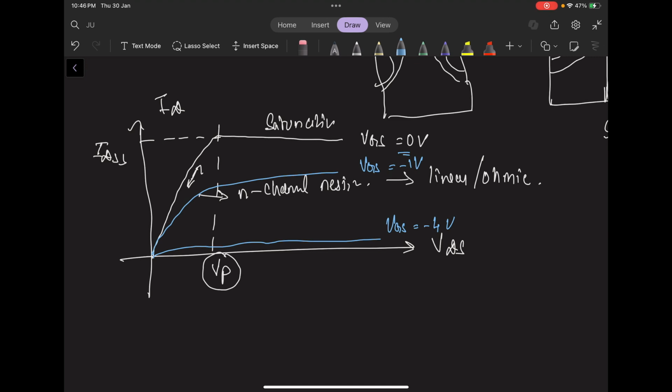Now, what is to be noted is the locus of VP is actually something like this. So keep this in mind that at the point you show the VP, this should intersect, otherwise the curve will be an upward facing parabola like this. So this is the locus of VP with respect to VGS. And of course, if this is the curve, in this region we have the ohmic region, and in this region of the curve, we have the saturation region of the JFET.